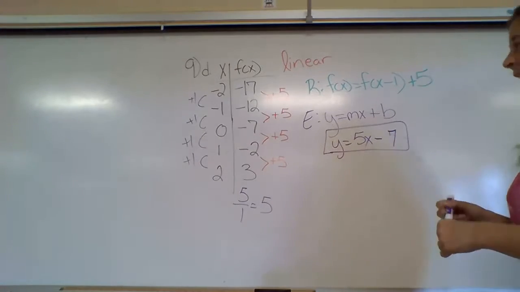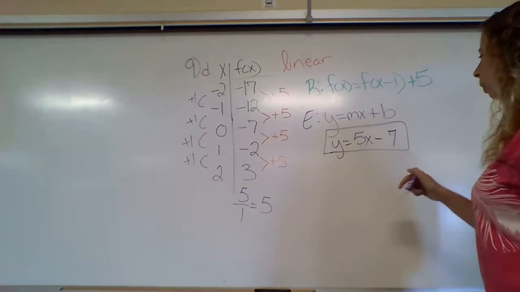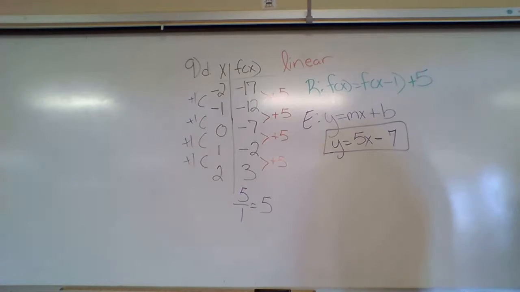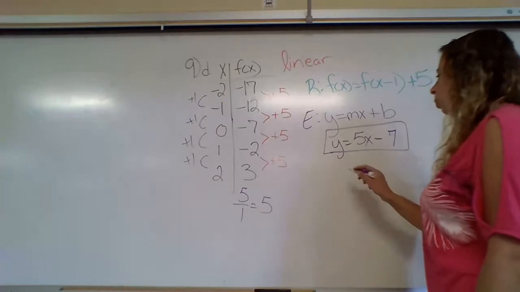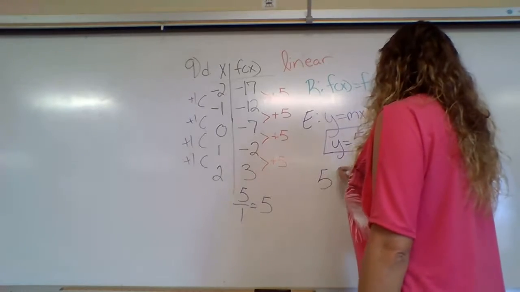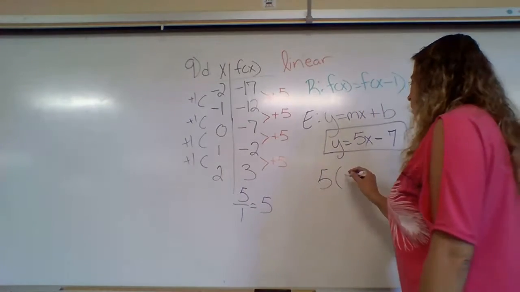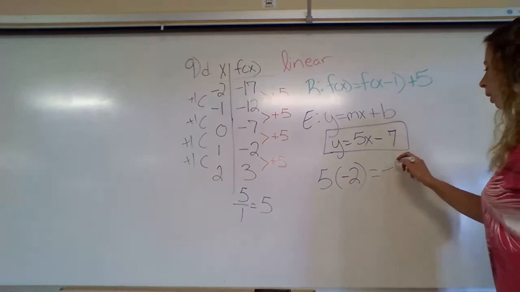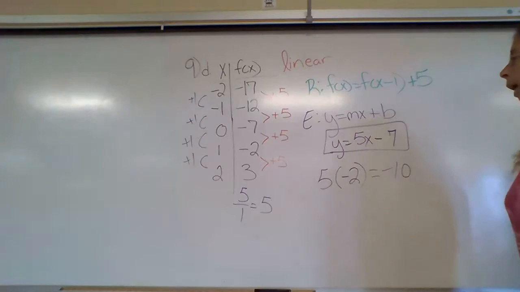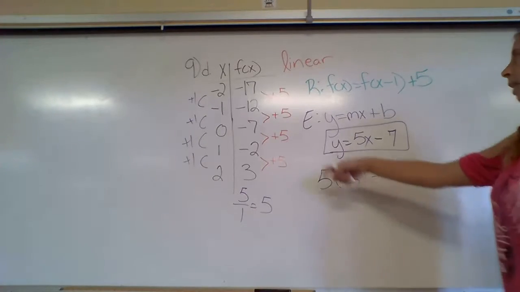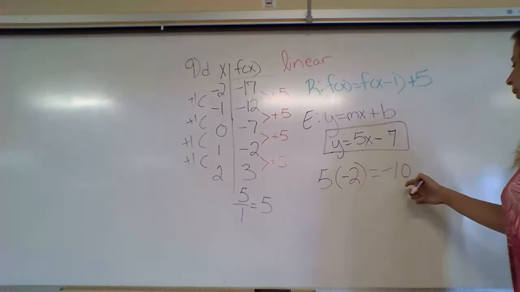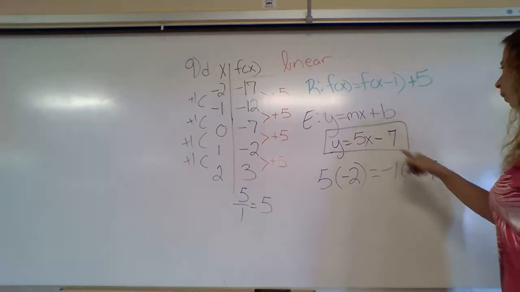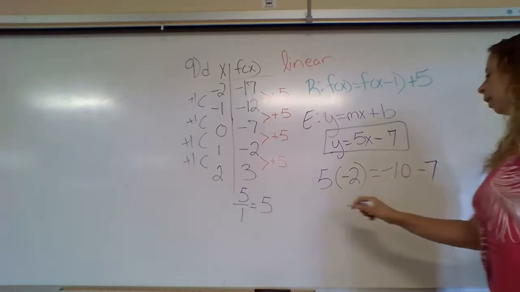Okay. If they didn't give it to you, you would multiply your slope times your x value and then figure out what you need to either add or subtract to get to y. So 5 multiplied by one of your x values, I'll do negative 2. 5 times negative 2 equals negative 10. But when x is negative 2, y is supposed to be negative 17. So I have to get negative 10 to negative 17. Subtract 7. Oh, look. Same thing.